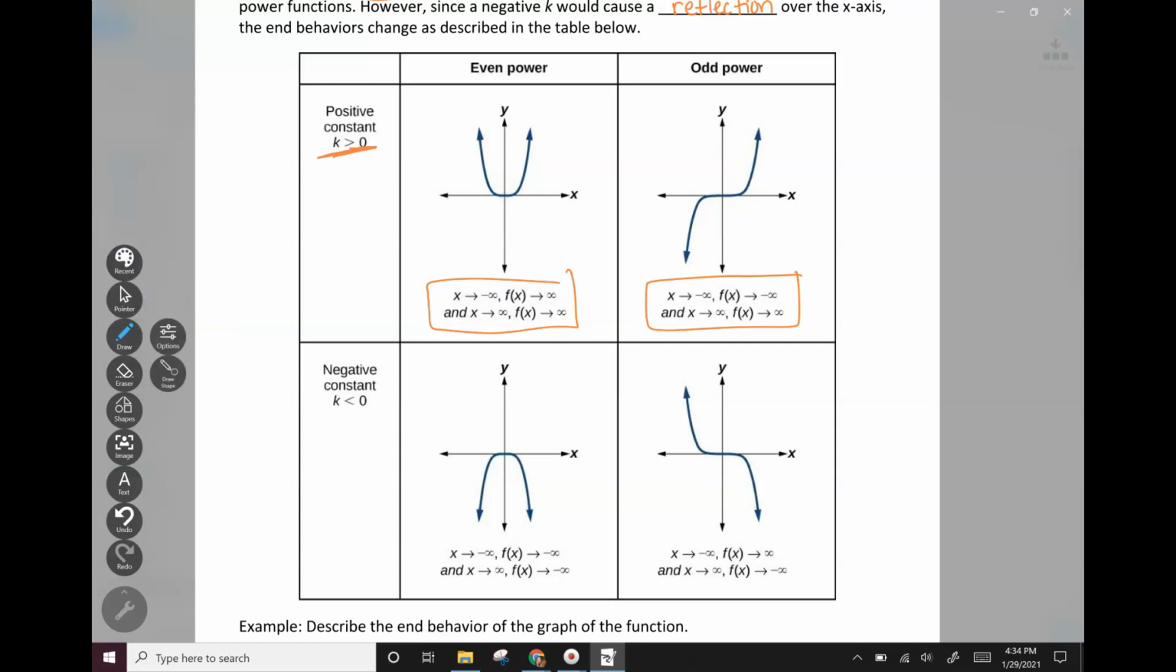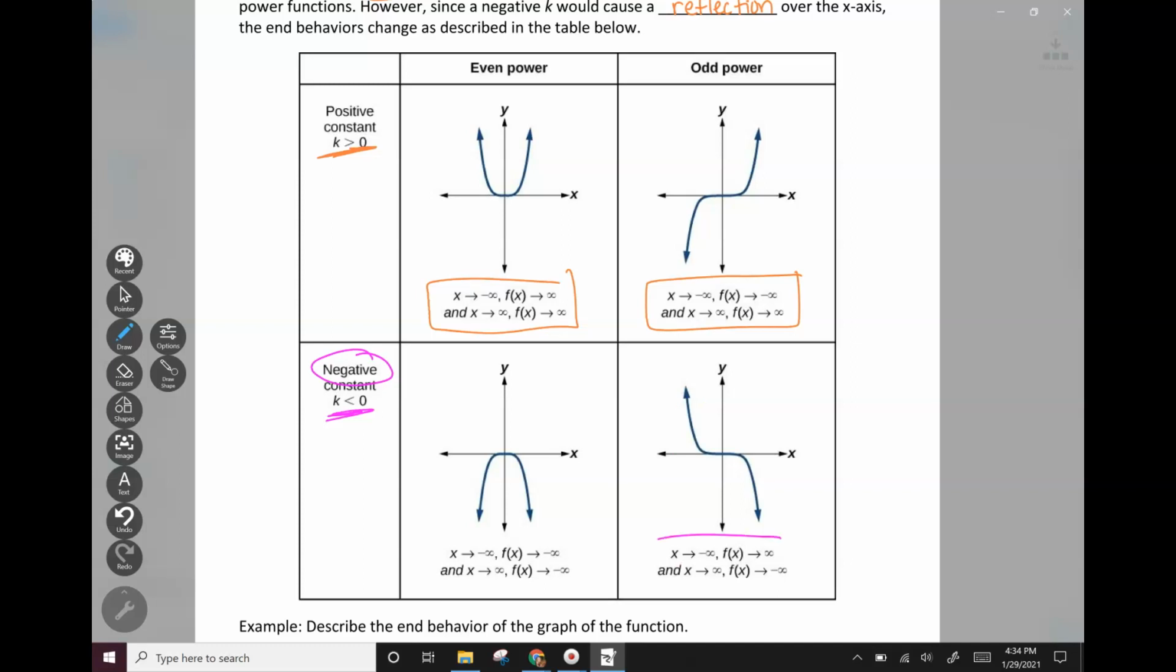But if k is less than 0, so k is negative, then it reflects over the x-axis, and now on your even power functions, it's going towards negative infinity on both sides. And then for your odd power function, as you move to the right, it's going down instead of up. And as you move to the left, it's going up instead of down.